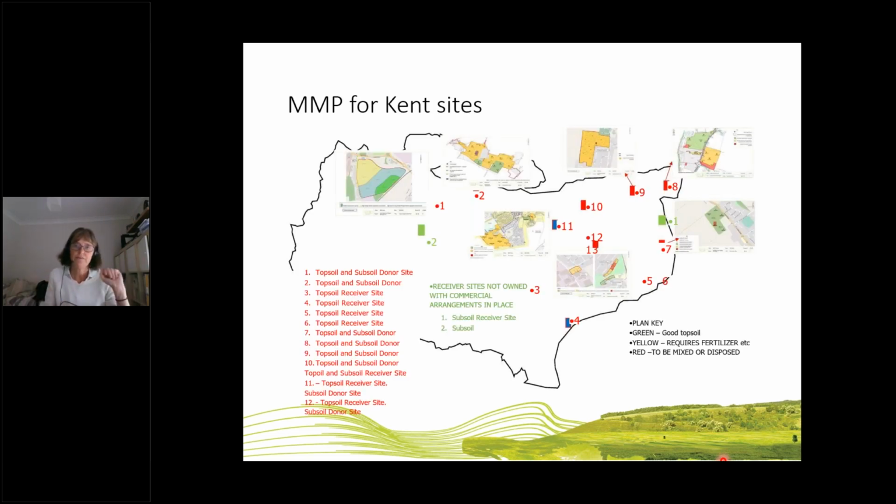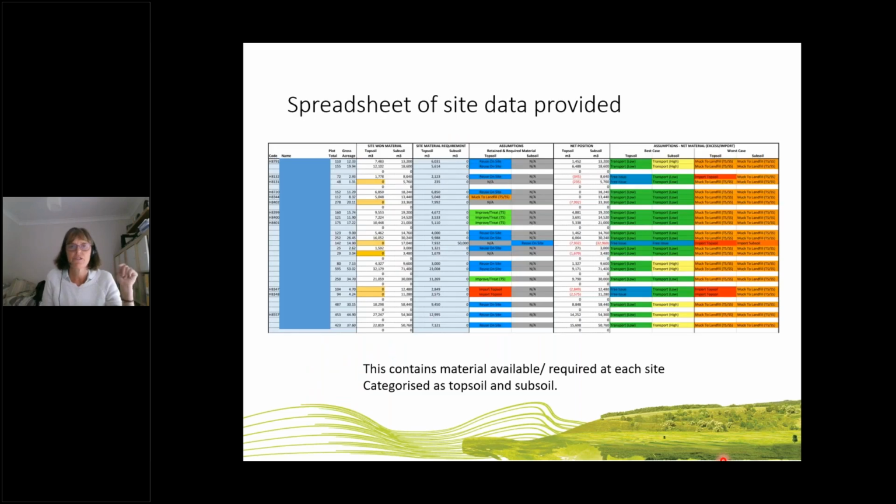So we're given the client with sites all across Kent, and you can see these are sorted into topsoil and subsoil, donor or receiver sites. They gave us this map and they gave us distances. But most importantly, really for us, I got a spreadsheet of the amount of material.